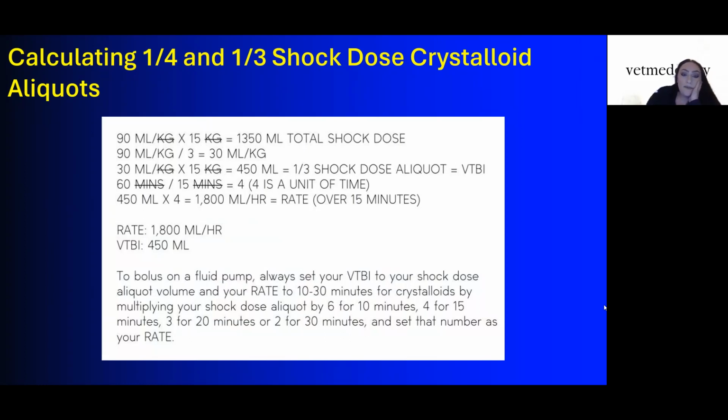60 minutes divided by 15 minutes equals 4. 4 is a unit of time. 450 mils times 4 equals 1800 mils an hour. And that's our rate and VTBI.